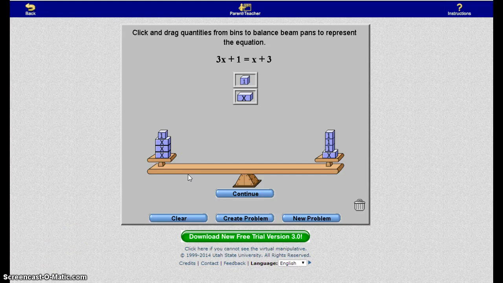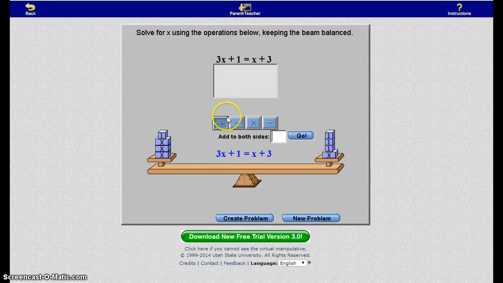Alright, so from here, the applet's going to let me know how to solve it. Here it's asking if I need to add, subtract, multiply, or divide both sides. So as a student, I might see that I can take away 1 from each side. And I can see how I could take away x from one side as well. So I can put in x.